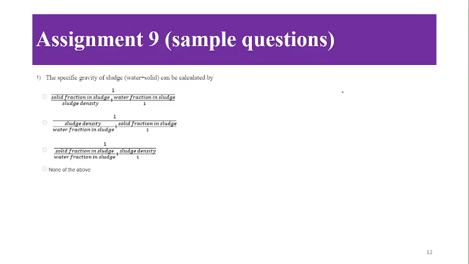So now we look at the sample questions for assignment 9. So the first question is the specific gravity of sludge, water plus solid. So this is for sludge, which has water as well as solid, can be calculated by. So these are the formulas given here in the options, and you need to find out which one is the correct one. So can anybody give me the answer for this?